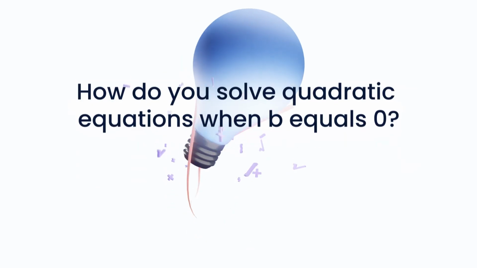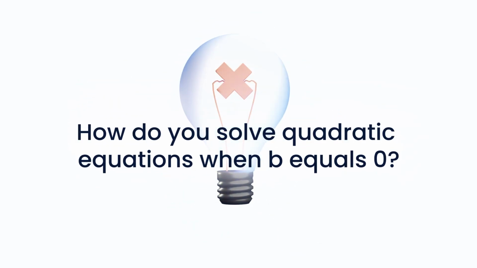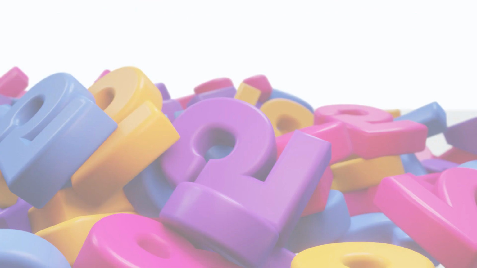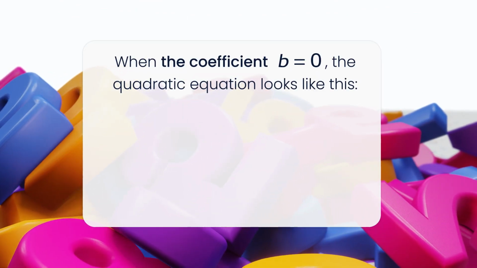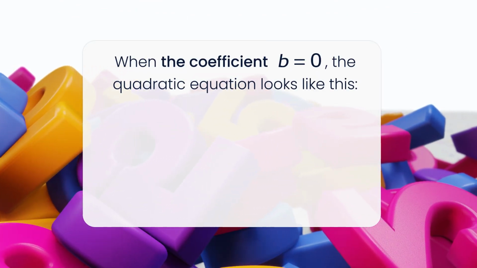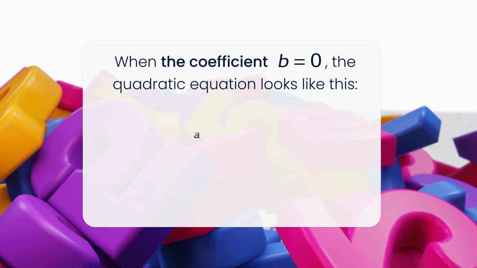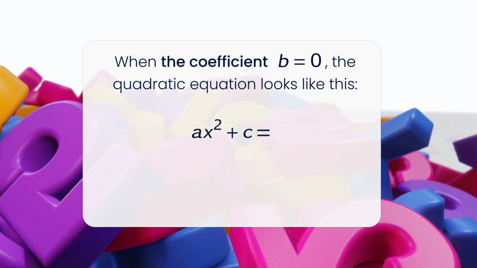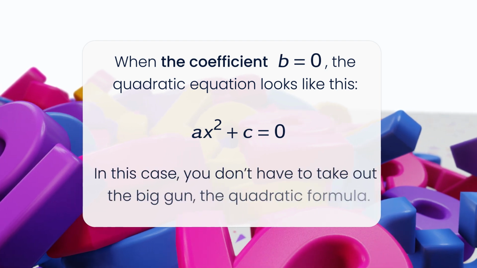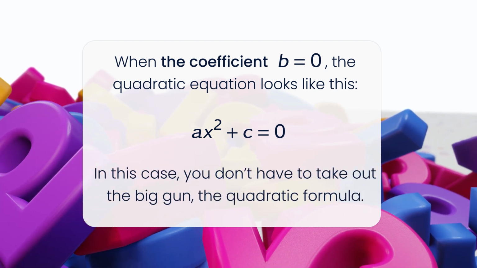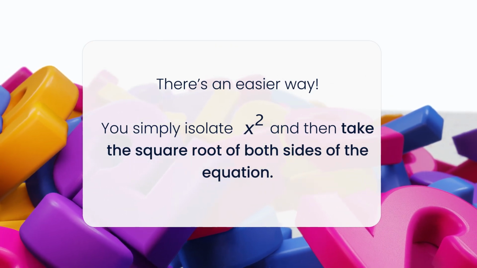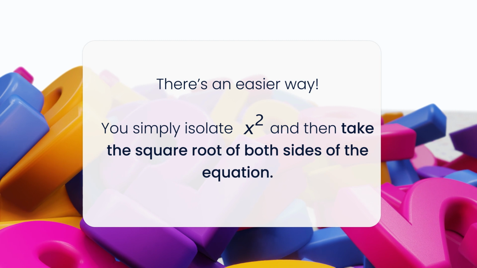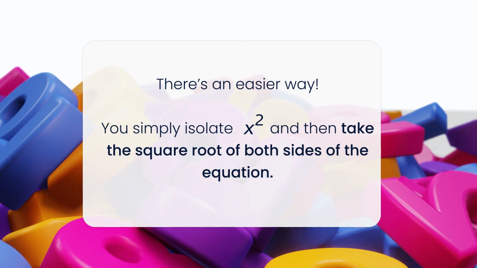How do you solve quadratic equations when b equals 0? When the coefficient b equals 0, the quadratic equation looks like this: ax squared plus c equals 0. In this case, you don't have to take out the big gun, the quadratic formula. There's an easier way. You simply isolate x squared and then take the square root of both sides of the equation. Let's look at an example.